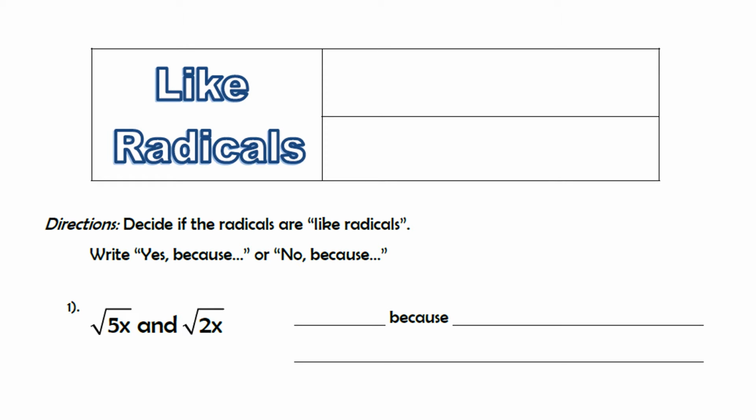In order to add, subtract, and multiply radicals, we first need to talk about what a like radical is. There are two things that make something like radicals. They have to have the same index, and they have to have the same radicand.